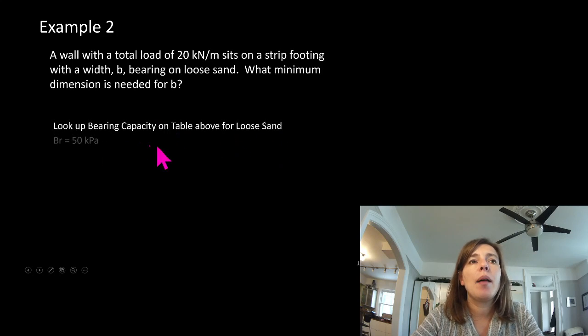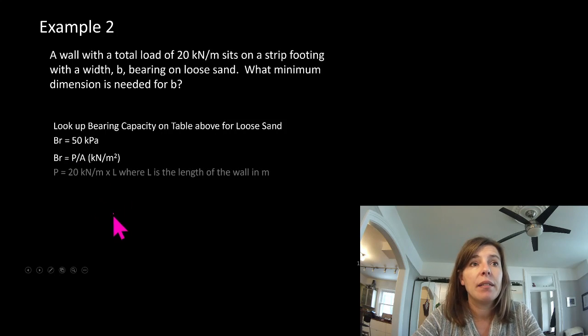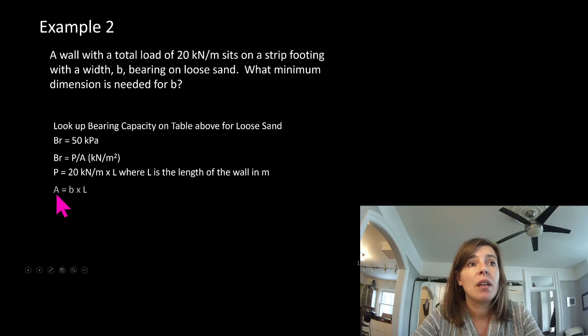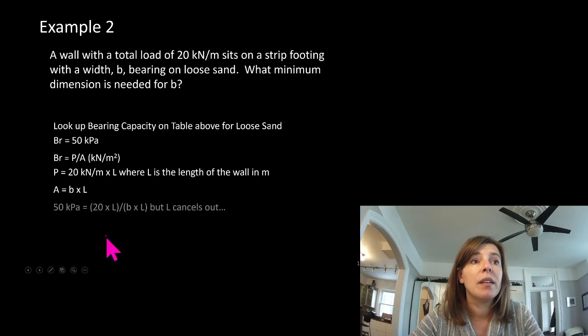So we look up 50 kPa. We know bearing pressure equals P divided by A. And we know that this is 20 kilonewtons per meter, or 20 kilonewtons every 1 meter by B. So P equals 20 kilonewtons by our 1 meter, and L is the length of the wall in meters. And our area is going to be B times L, which is, we're going to use 1 meter.